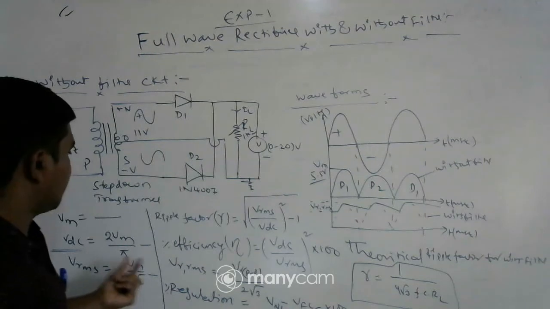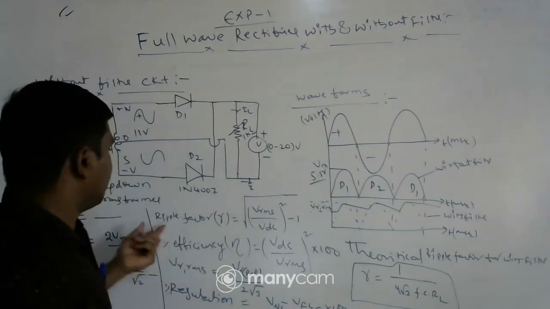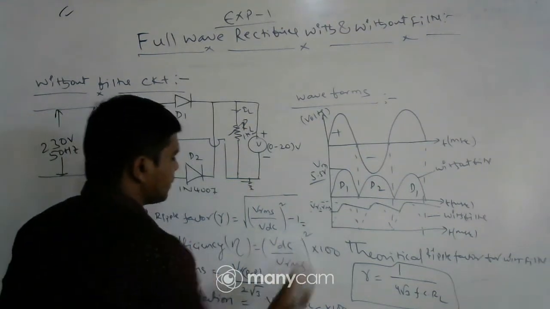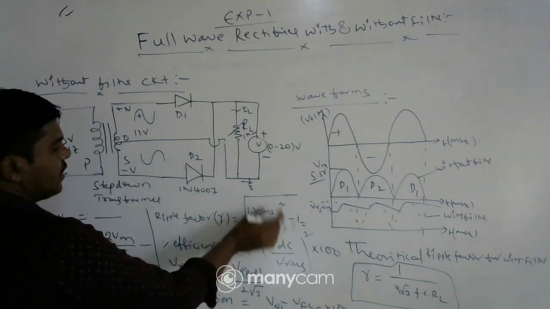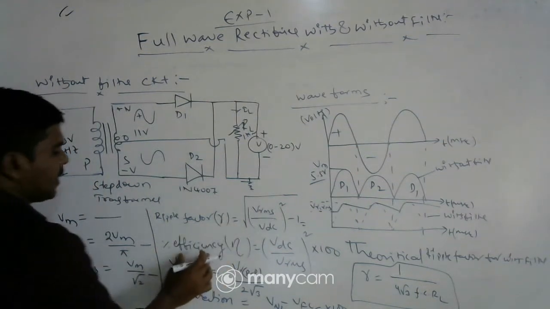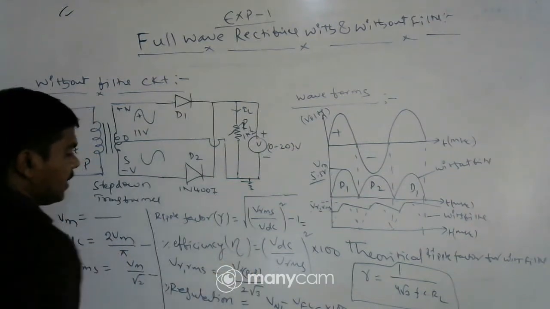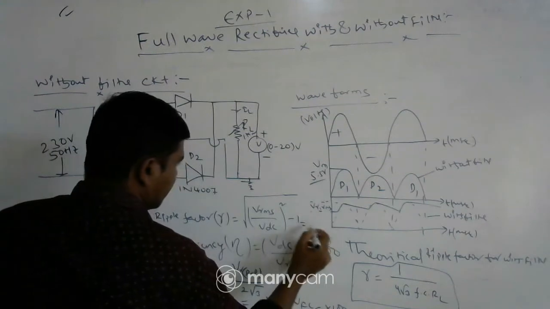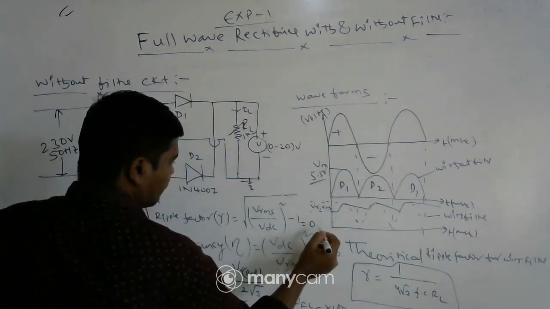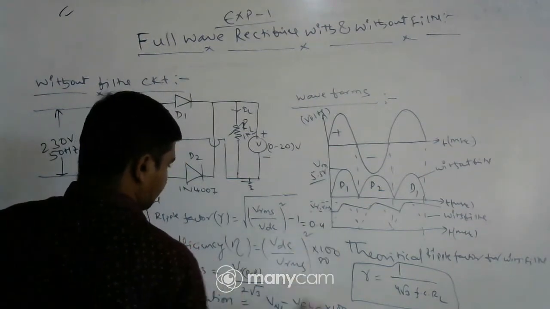If you substitute these two values, you will get the ripple factor. Next, the efficiency: we will get nearly 80% efficiency, and the ripple factor will be 0.4.